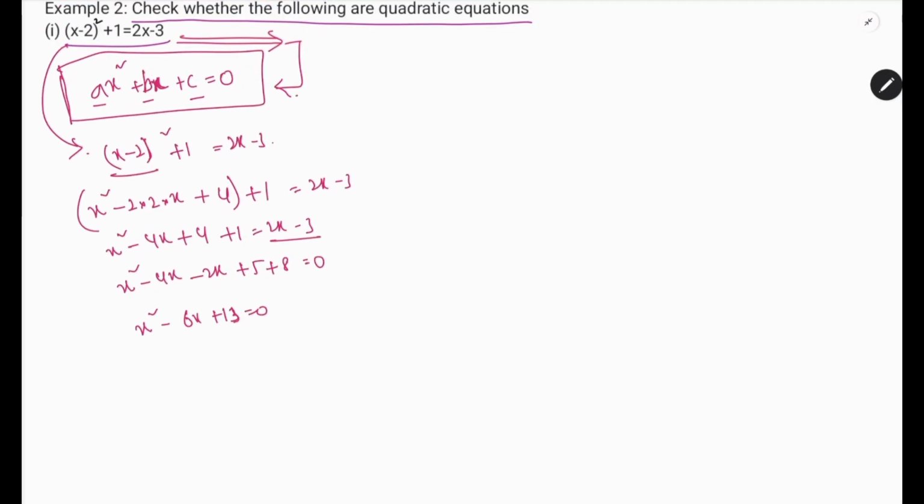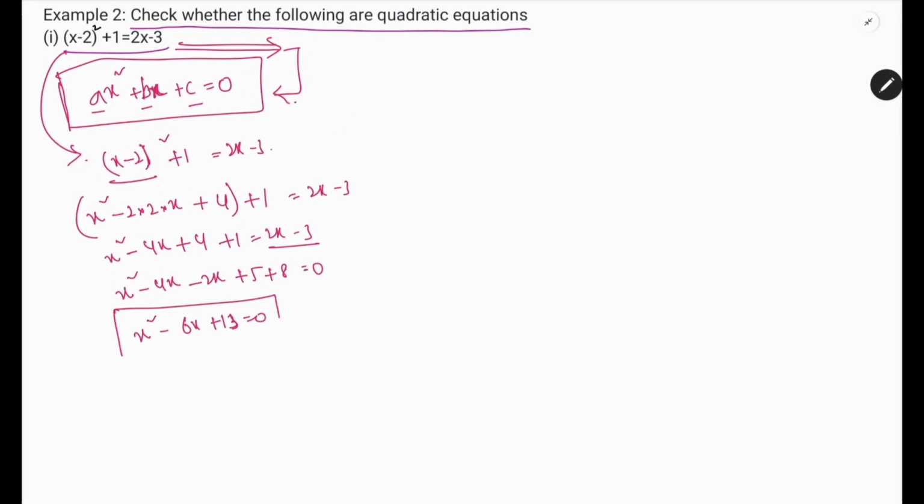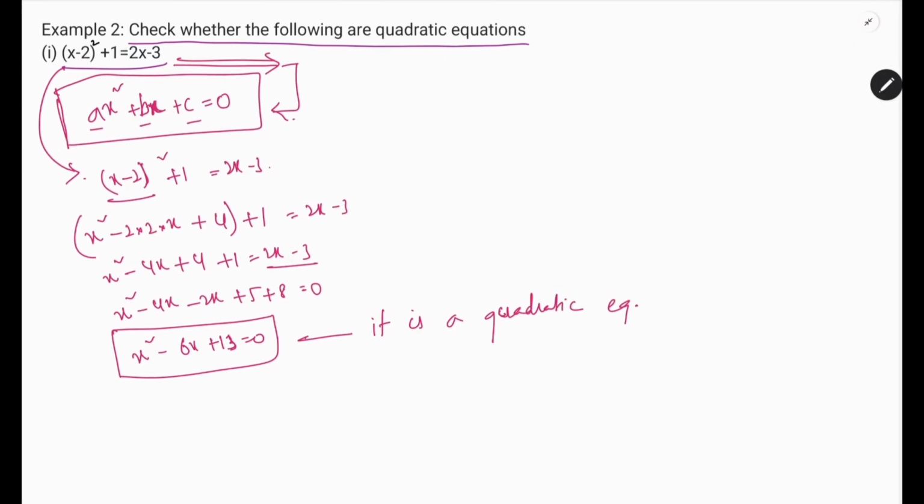Yes, this is in the form of a quadratic equation. This is the standard form of a quadratic equation. So, this is a quadratic equation. Next one.